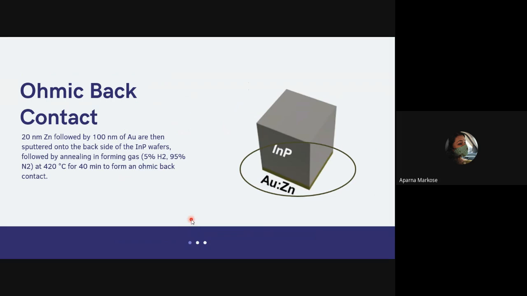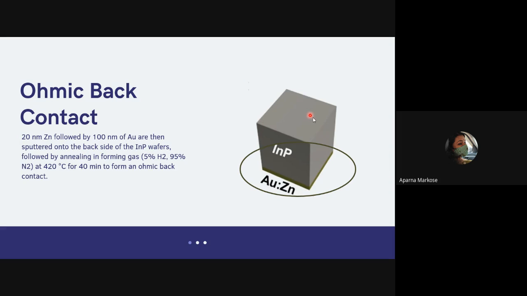Okay. So as the first step, they are depositing an ohmic back contact that contains zinc and gold. You can see the thickness in nanometers, 20 nanometer zinc and 100 nanometer gold. These are very thin layers, and they are sputtered on the back of the indium phosphide wafers.